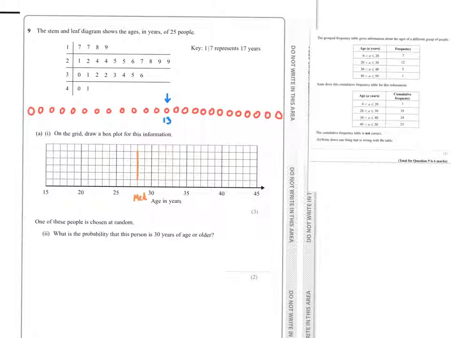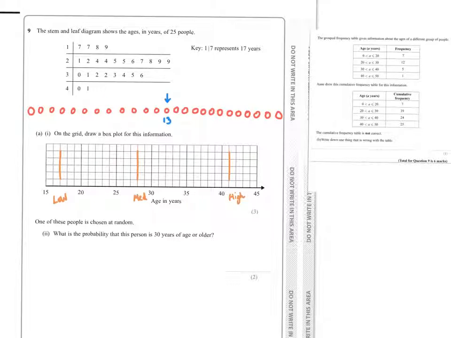Our lowest bit of information in terms of age is 17 years. So we can put that in, and that's our lowest. And then the highest is 41. So we can put that in there. That's the highest.